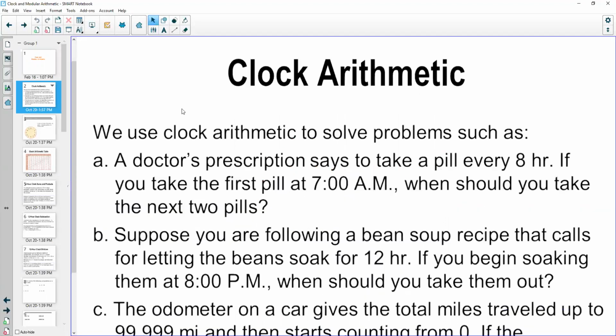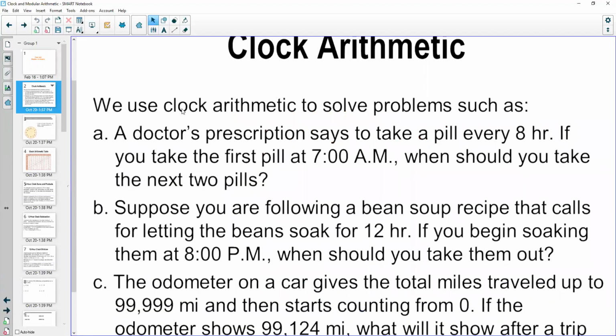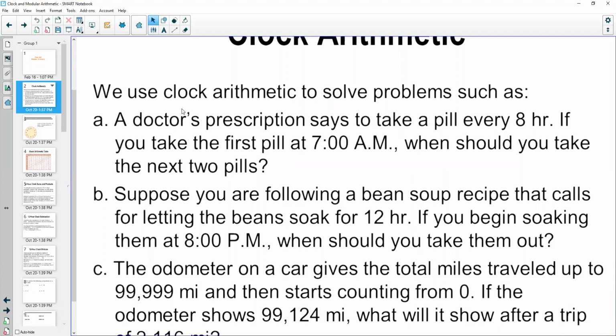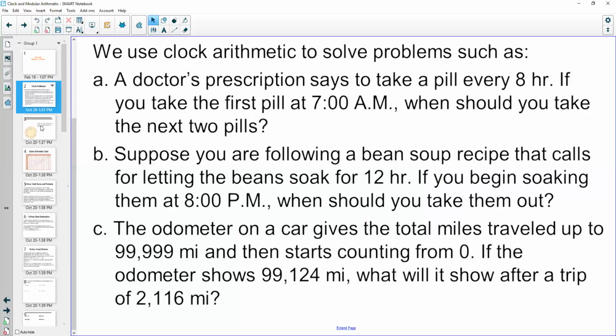So to start with, we use clock arithmetic all the time. You just don't realize it. When you get prescribed something that you have to take every 8 hours, you take the first pill at 7, you can use the clock to calculate when you're going to take the next pill. You can also figure out how to cook a turkey. Like I figure out how long to cook the turkey and put it in on Thanksgiving based on when we want to eat, and we work backwards. All of those kinds of conversations that you're having are clock arithmetic.